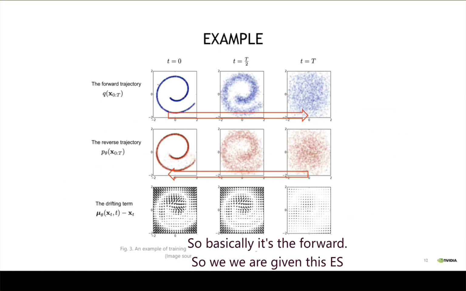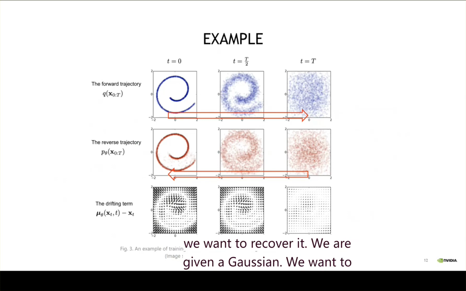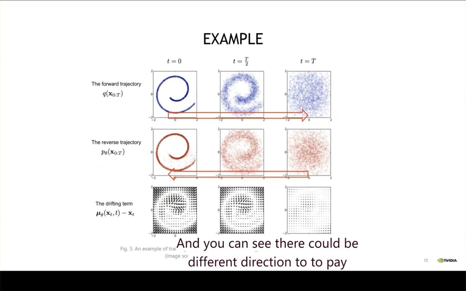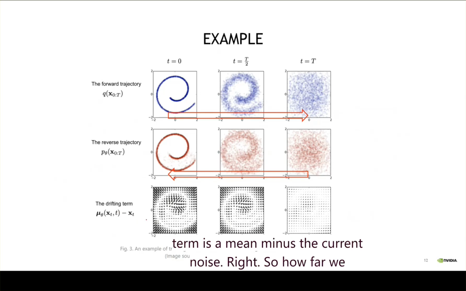So we are given this distribution, and we want to destroy it until we see nothing but a Gaussian, right? But we want to recover it. We are given a Gaussian, and we want to recover this distribution. As you can see, there could be different directions to pay attention to. We call it a drifting term. The drifting term is the mean minus the current noise, right? So it shows how far we have recovered from the noise.